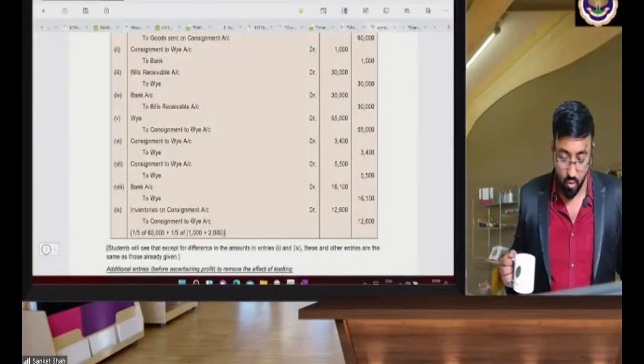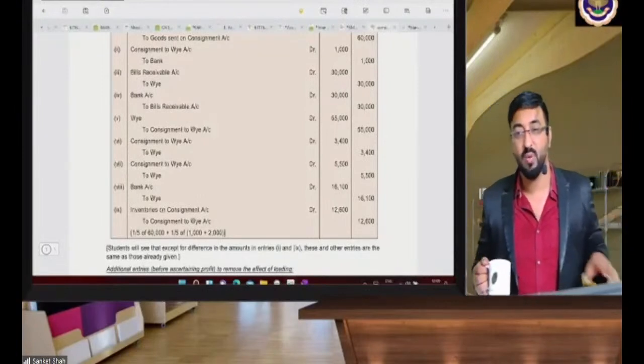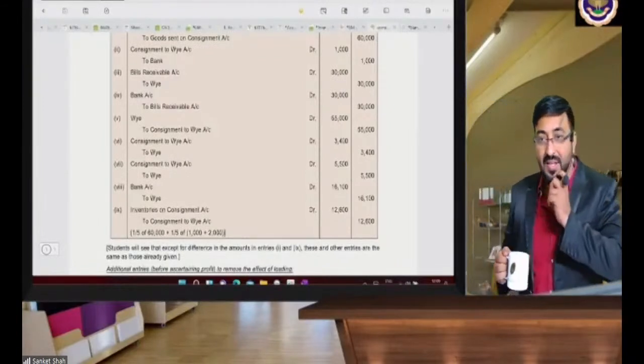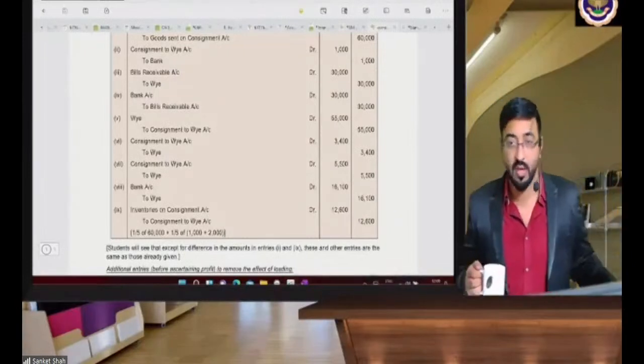Sir, how to do regular college with the CA course? No, beta, it's very difficult to do regular college, but I will suggest you: whenever there is a need for attendance, you can give it at college.